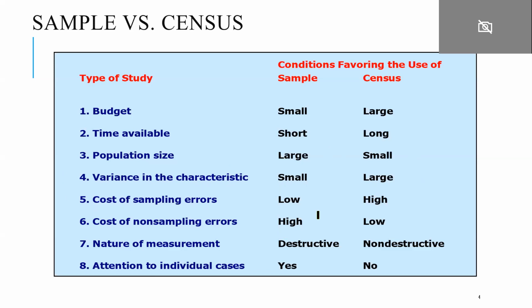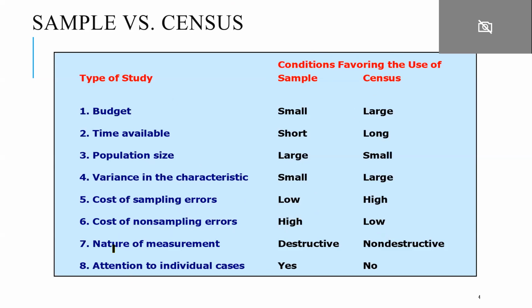Cost of sampling error. When the chances of sampling error are high, then you will go for a census survey. When the chances of sampling error are low, you will perform the sample analysis. Cost of non-sampling errors. There are two different types of errors, sampling errors and non-sampling errors, that we have already discussed. When the cost of non-sampling error is high, then you will go for the sample survey. When the cost of non-sampling error is low, then you will perform the census survey.